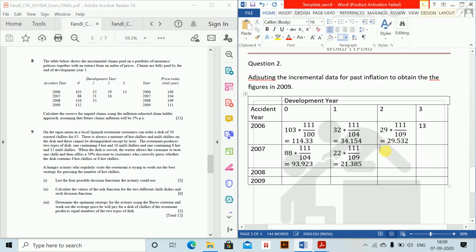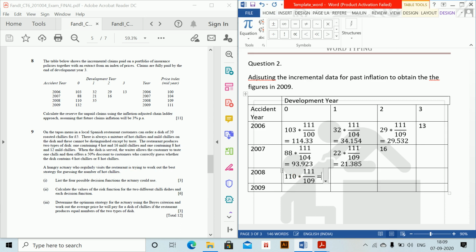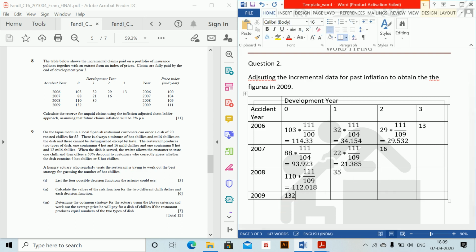Then you have this is equals to 16. This is, there's no value here. Then it equals to 110 into 111 divided by 109, which is equals to 112.018. This is equals to 35. Then we have last value is equals to 132.